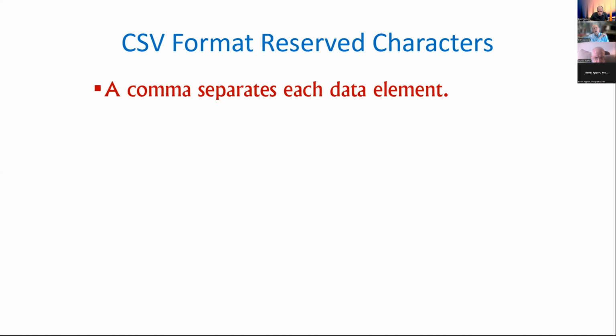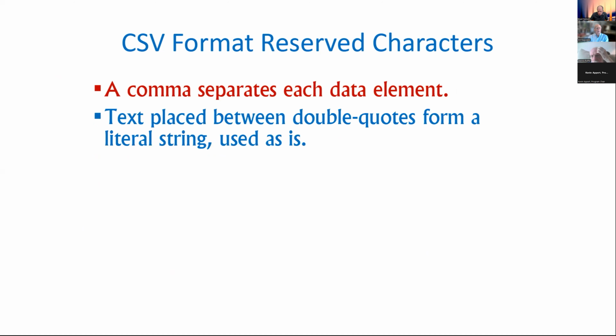So now we've seen getting into and getting out of the state machine. So the CSV format, comma separated values, uses a comma to separate each data element. If you have text between double quotes, this is a literal string used as is because you have to be able to accommodate a comma.